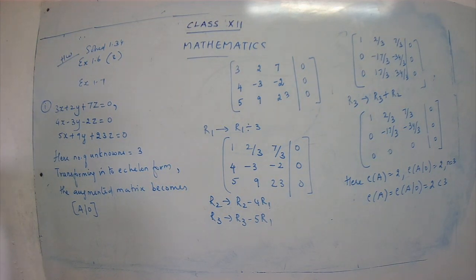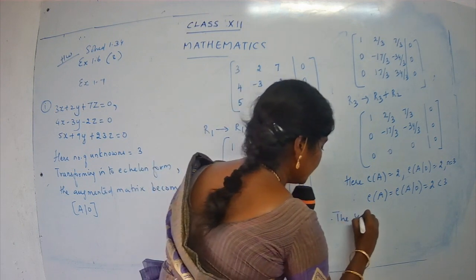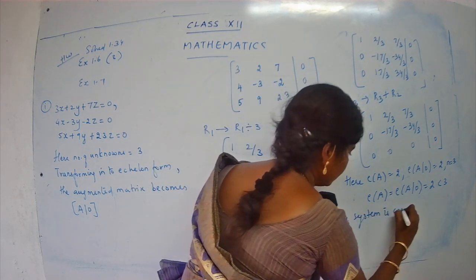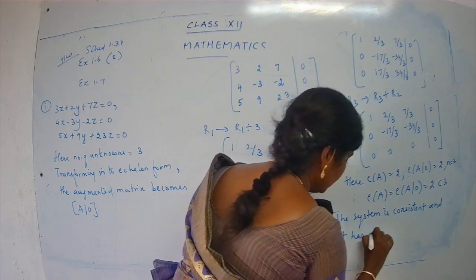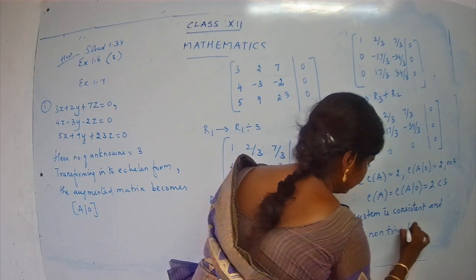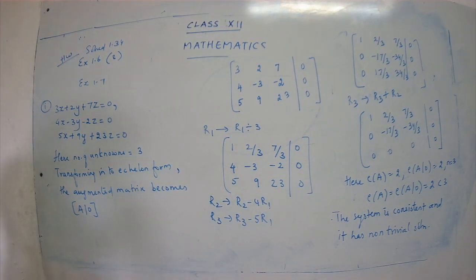Okay. So write down the condition. What about the consistency? The consistency will be there. It will be a consistent system. So you write down, the system is consistent and it has non-trivial solution. Okay, just write down. Because they have given the condition, if rank of A is equal to rank of AO less than n, then you say it is a non-trivial solution. Okay, children? Now let's continue the sum.